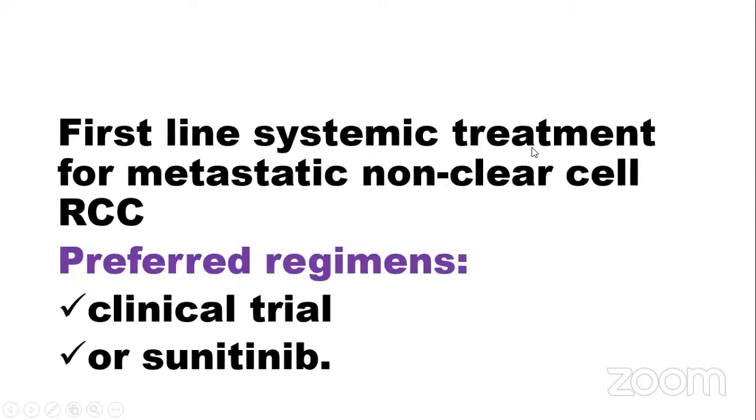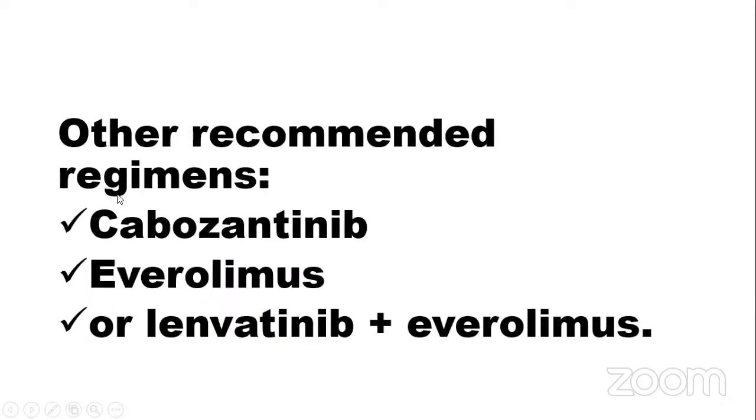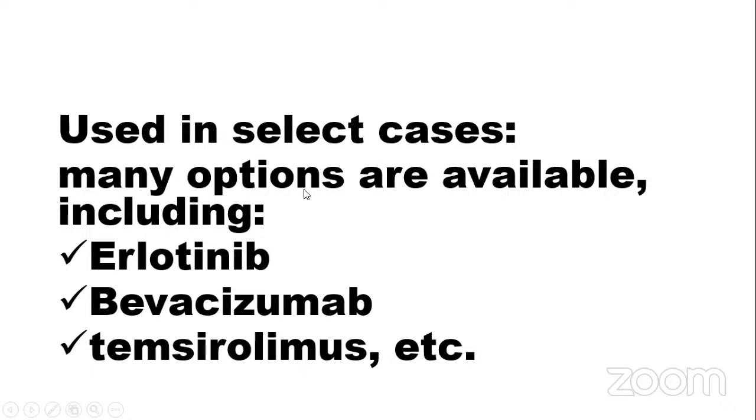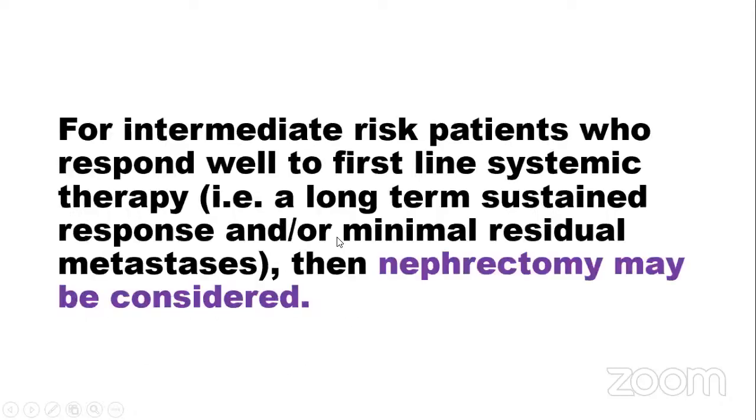For first line systemic treatment of metastatic non-clear cell RCC, preferred regimens are a clinical trial or sunitinib. Other recommendations for this non-clear cell group: we can use cabozantinib or everolimus, or lenvatinib plus everolimus as a combination. Used in selected cases, many options are available, including erlotinib or bevacizumab or temsirolimus, etc.